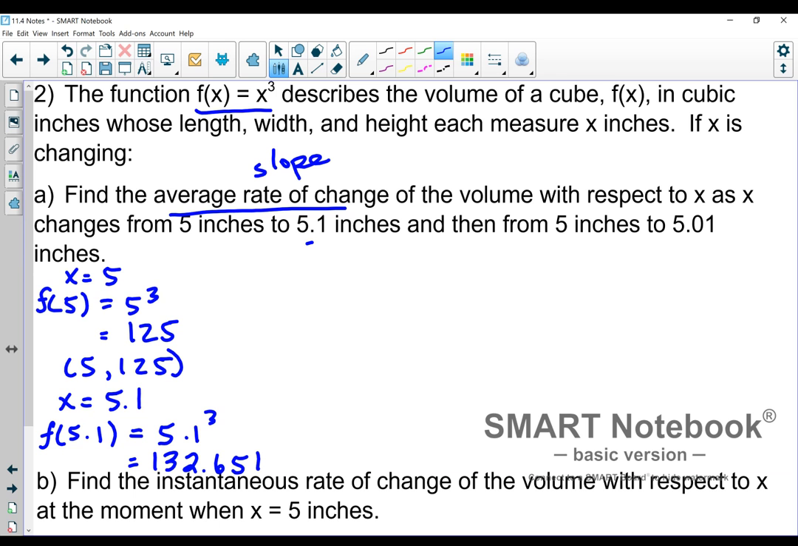So now to find my average rate of change, I'm going to find my slope between those two ordered pairs. So y minus y, so 132.651 minus the 125. Because remember, this one right here is that ordered pair. I probably should have written them both as ordered pairs.